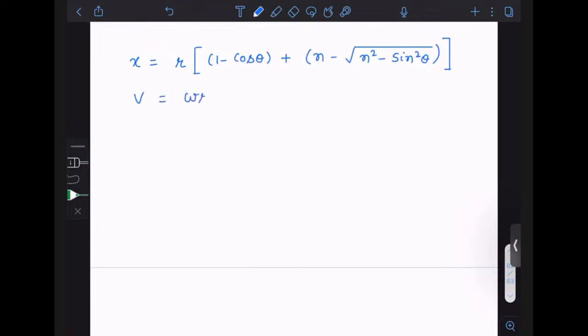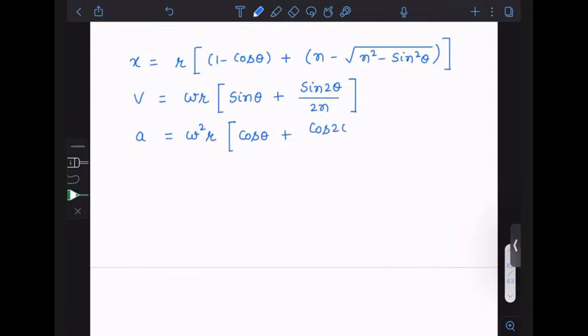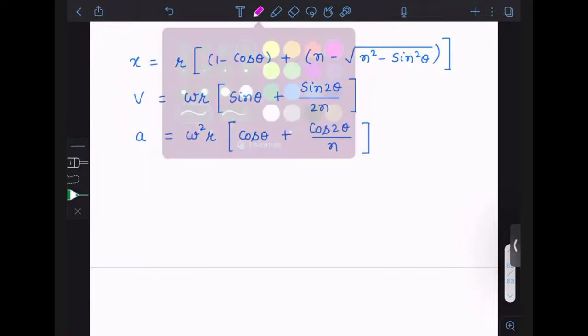Frequently, we ask for the velocity of the piston expression. Whenever you differentiate, you are going to get this: omega R times sin theta plus sin 2 theta divided by 2n. Then your acceleration: omega square R times cos theta plus cos 2 theta divided by n. Correct, my dear? So this is a very, very important relation.